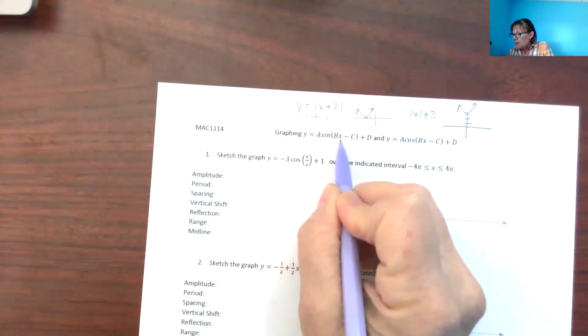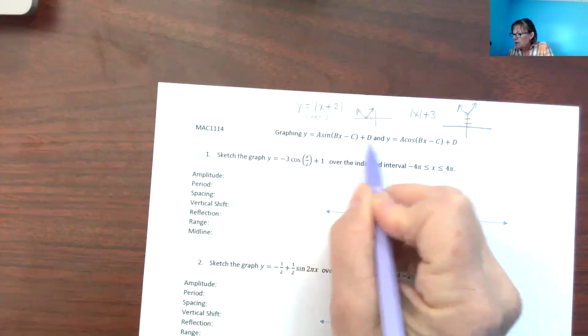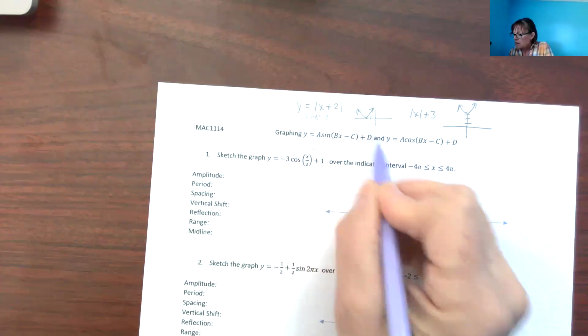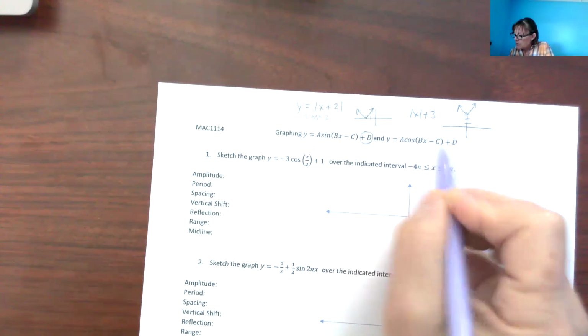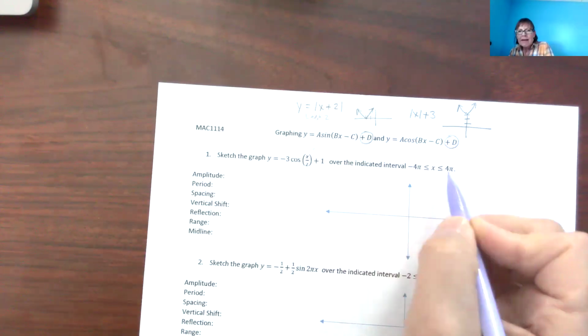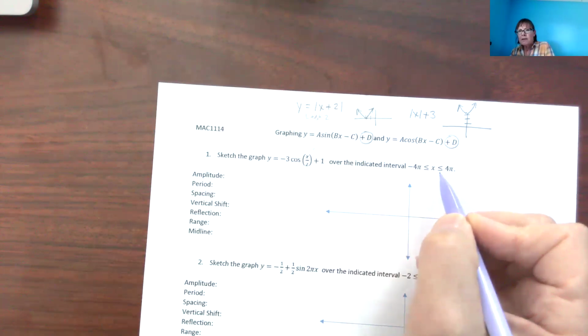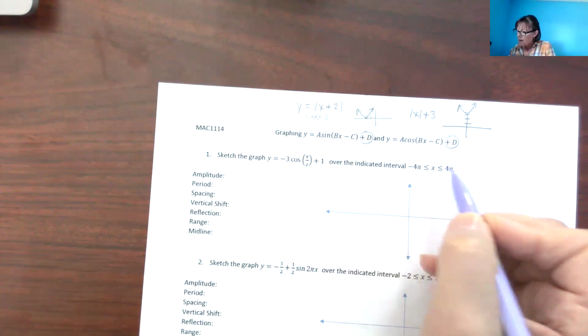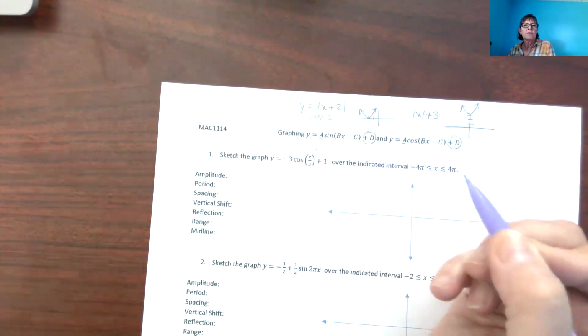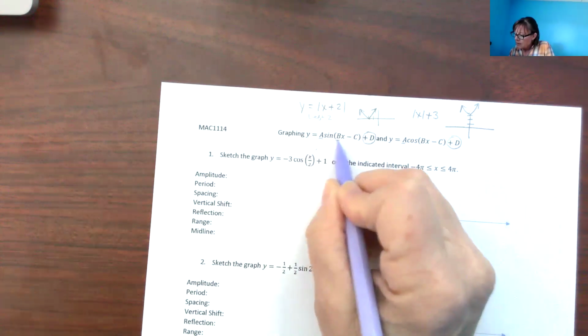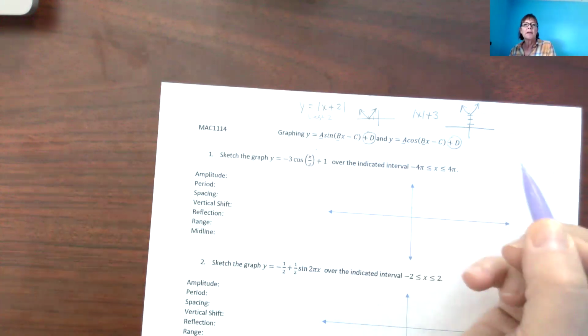A sine of bx minus c plus d. The plus d is the vertical shift. That's what the D is in both of these cases. This is the vertical shift. It is what it appears to be. Positive means up, negative means down. The A is the same thing it was before. It is the amplitude. The B is the same thing it was before. It is the period shift.